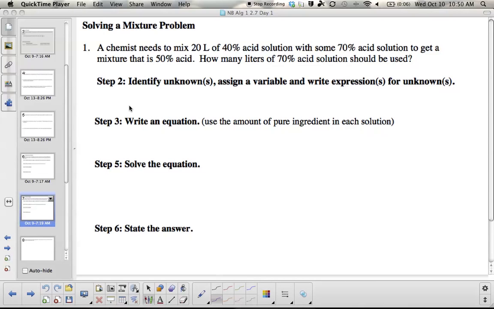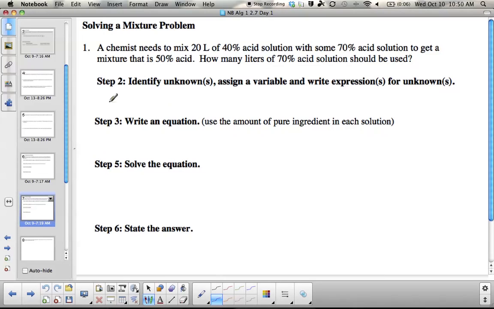So the amount of 70% solution is our unknown, and we're going to call that x. And by amount, we mean volume. Now, when it comes to writing our equation, we're going to use the amount of pure ingredient. And remember that we find the pure ingredient by multiplying the volume by the concentration.